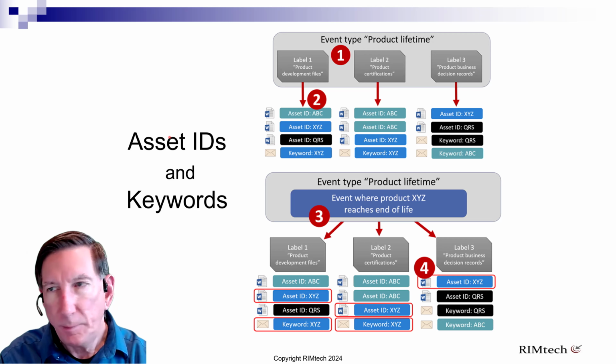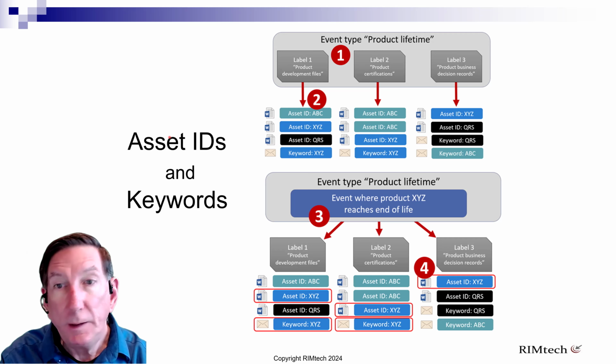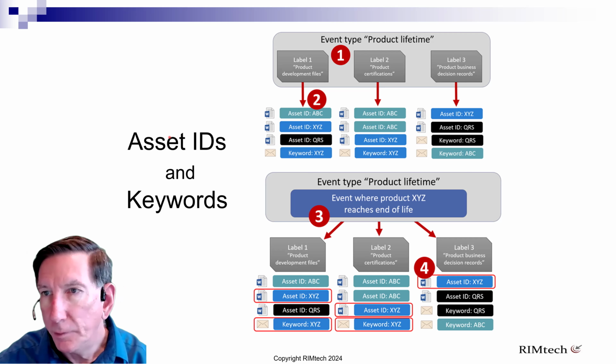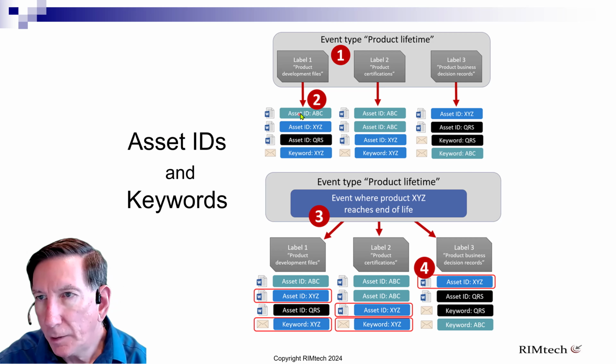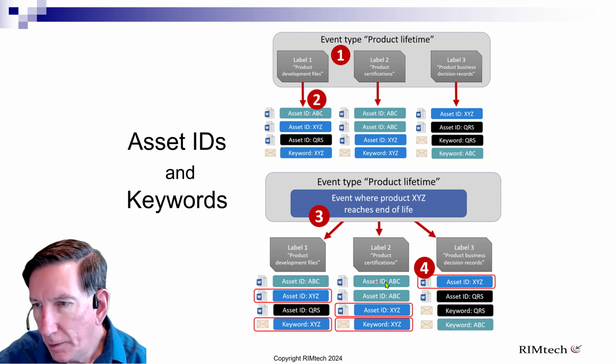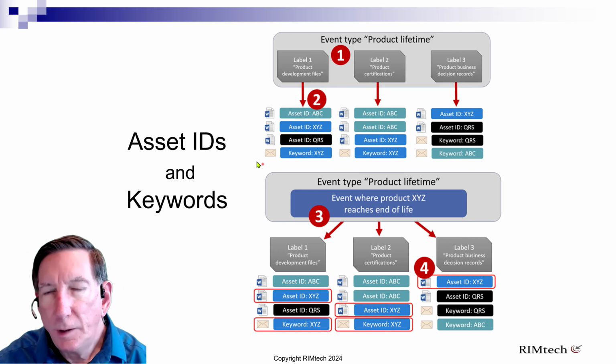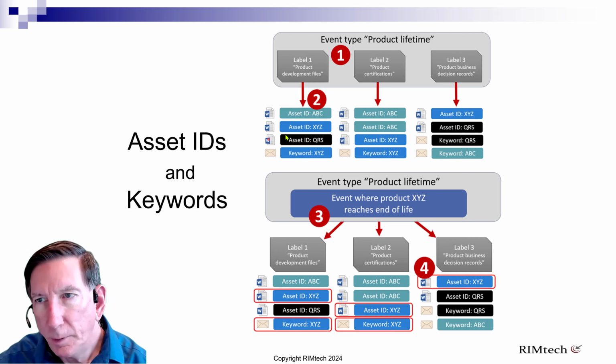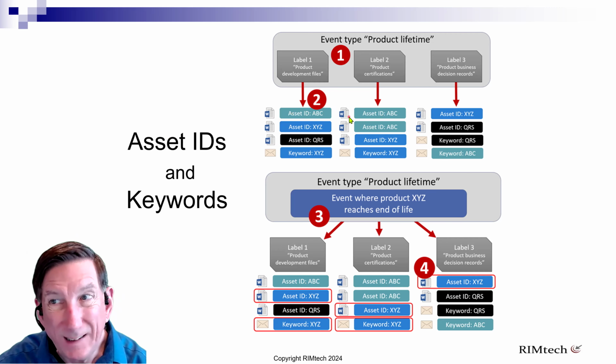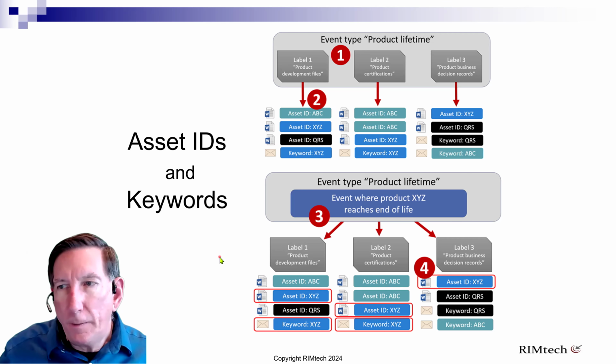Okay? It can be a custom column or it can be the compliance ID column. But you'll see here, they're tying together this document with asset ID ABC with this one, and down here with this one and this one. So each document in SharePoint has to have the same asset ID.